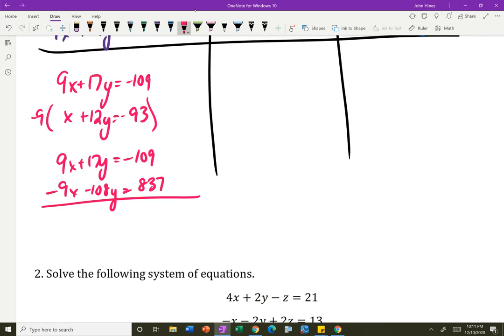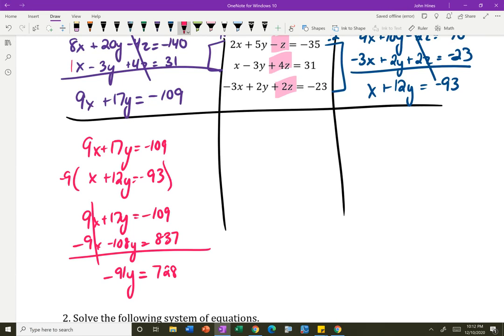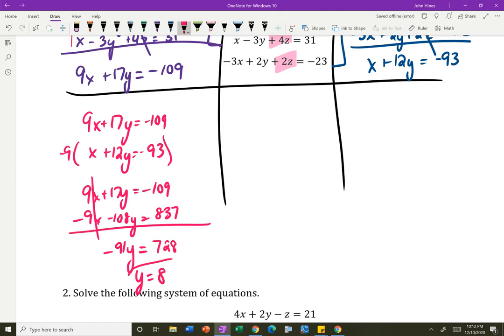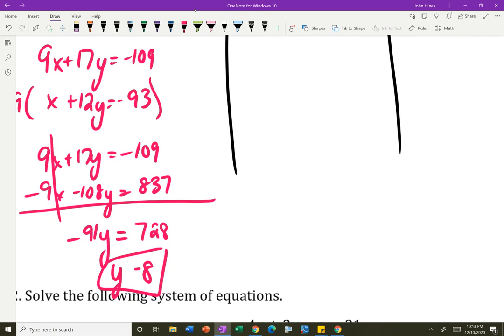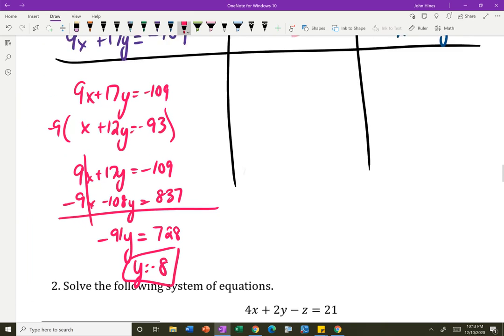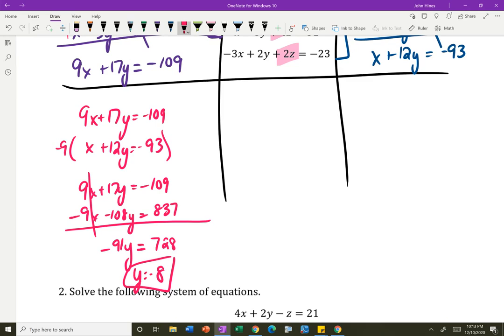And this is where you just cross your fingers and hope for the best. 17 minus 108. I get negative 91y equals, here we go, 837 plus negative 109, divided by 91. Oh, I went wrong. That's why you don't use an iPhone calculator, folks. 728 divided by 91 is 8, but it should be negative. So y equals negative 8. That's embarrassing. I can't type the right numbers in my calculator.